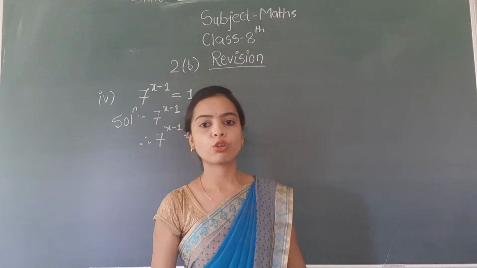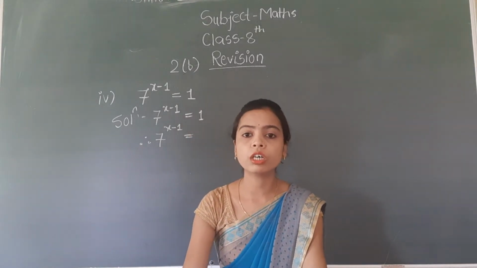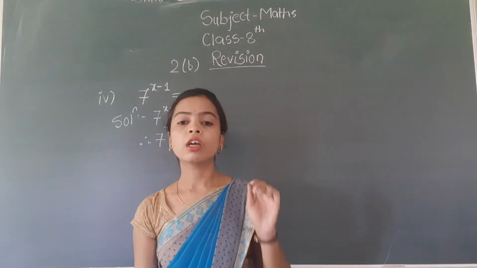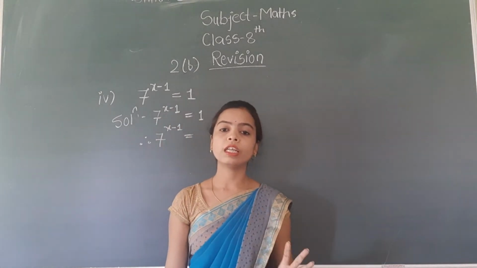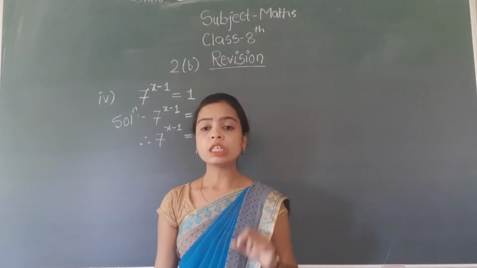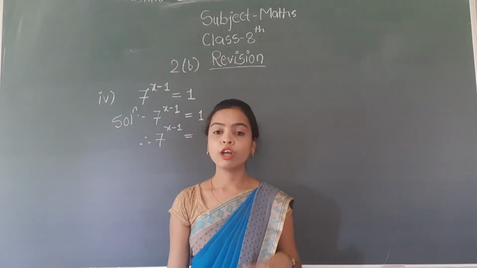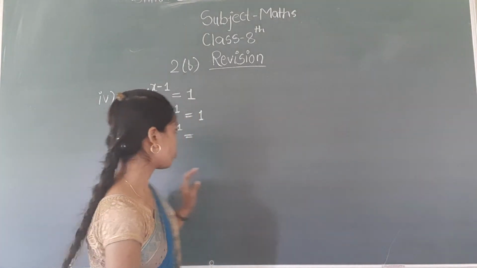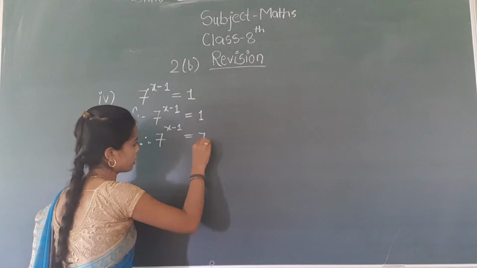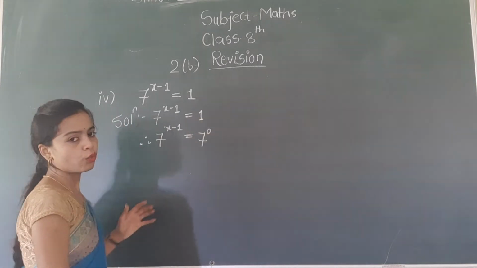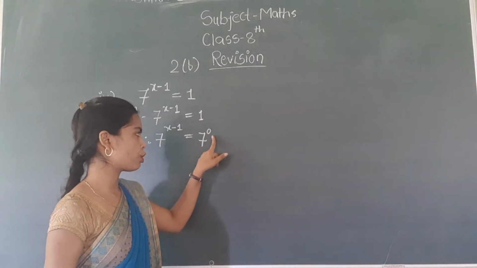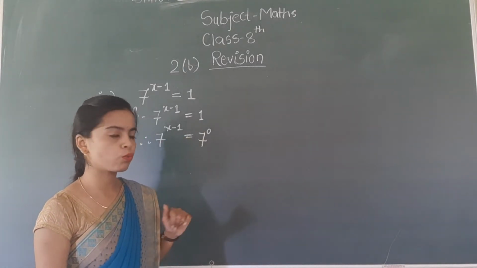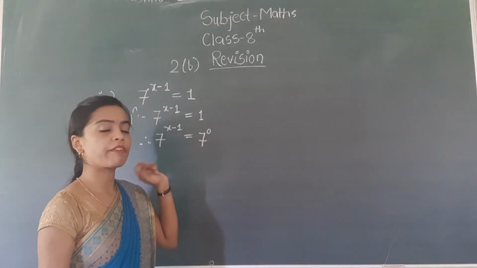We have studied the concept of zero, in which I have told you that if you give the power 0 to any number, its value is always 1. So if I write 7 raised to the power 0 in place of this 1, it will be correct. Why have I written 7 raised to the power 0 here? Because 7 raised to the power 0 is also equals to 1, so we can replace 1 with 7 raised to the power 0.